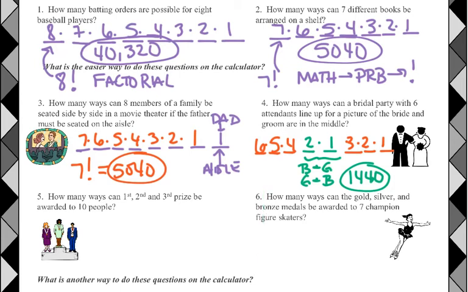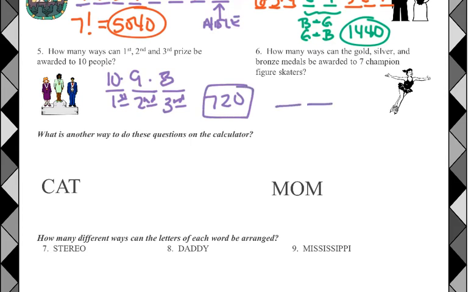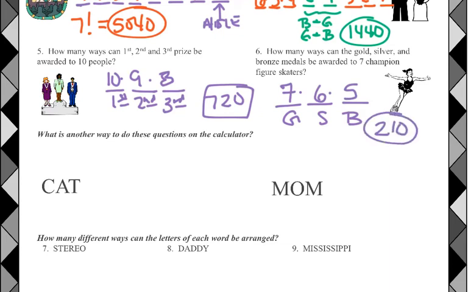The next one is a classic first, second, third problem. So we have 10 people, and we're just awarding first prize, second prize, and third prize. So you are not ordering the whole group. You're not ordering all 10 people. You're only ordering 3 of them. So this is 10 times 9 times 8, or 720. Same thing with the gold, silver, bronze, right? How many gold medals can you give? If there's 7 skaters, well, 7 people could get the gold, but only 6 people could get the silver, and only 5 people then could get the bronze, which is 210.